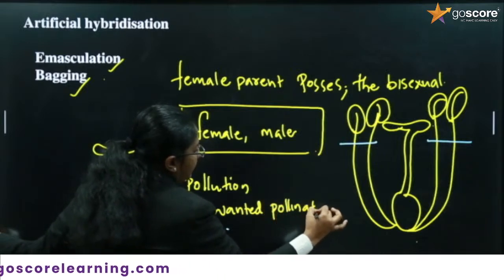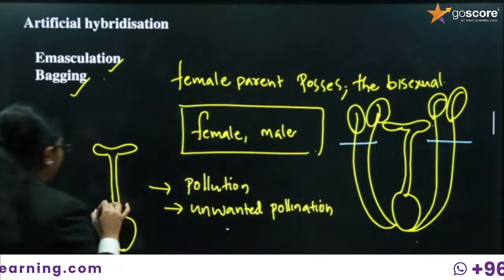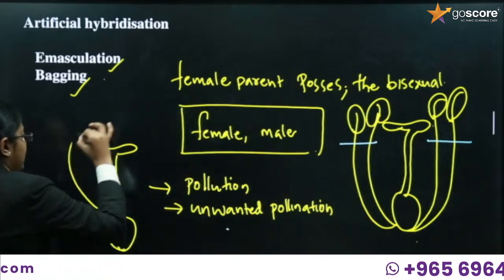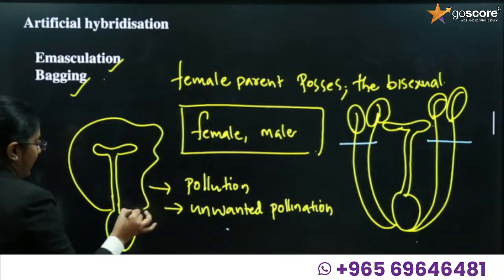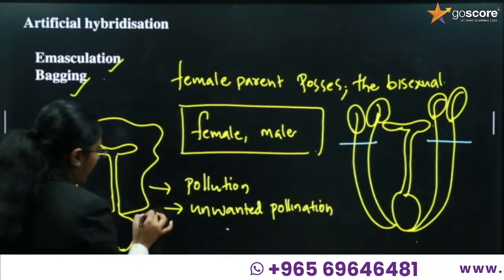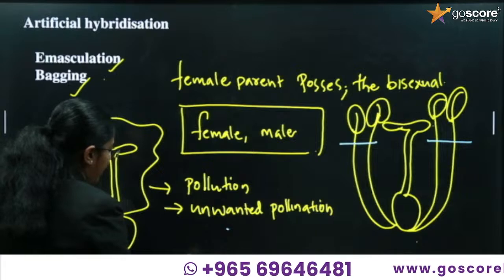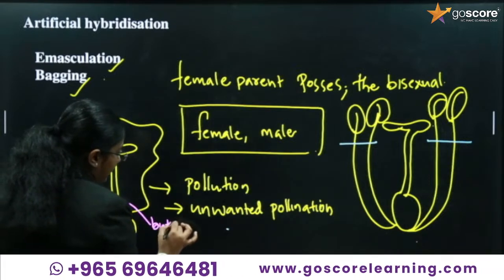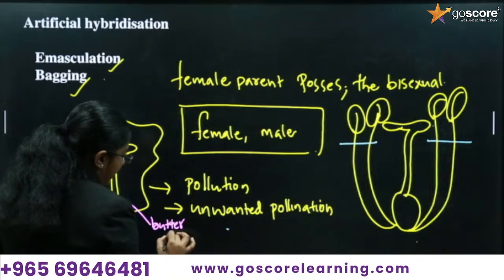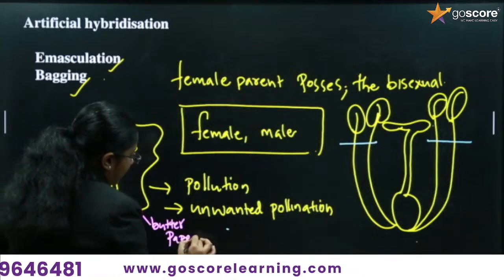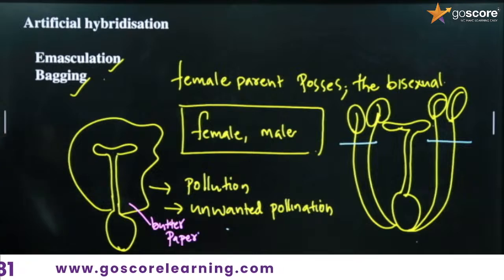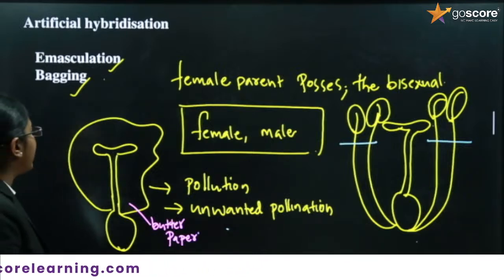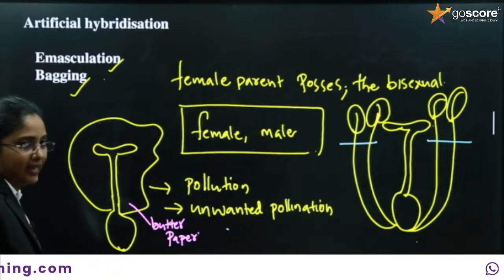Okay, pollination. For that purpose, we have to cover this with a butter paper. So this is a butter paper. The covering of the emasculated pistil with the help of butter paper is known as bagging.